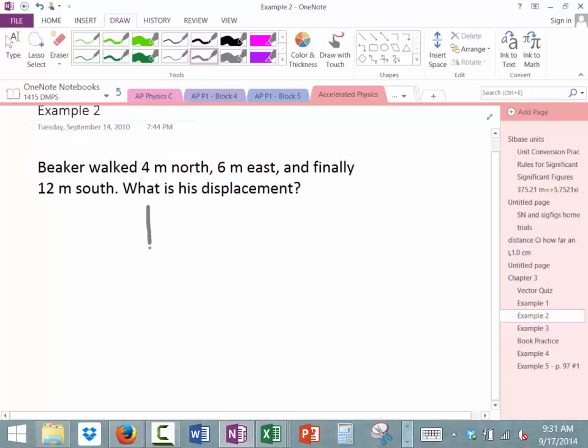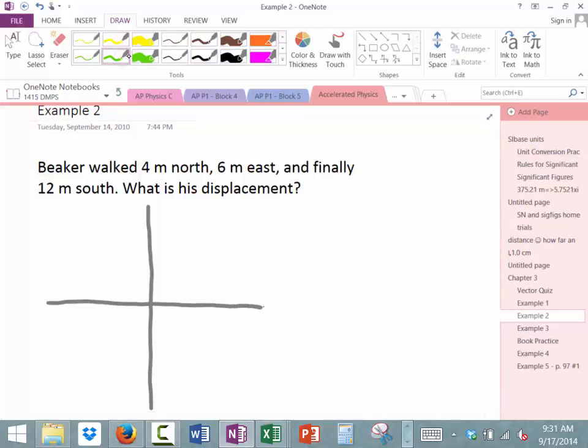I'm going to draw an axis to have something to kind of go on. And then I'm going to go ahead and draw my vectors. 4 meters north. Now, you don't have to get a ruler out or a meter stick, okay? But you do want your vectors to be about the right relative sizes.